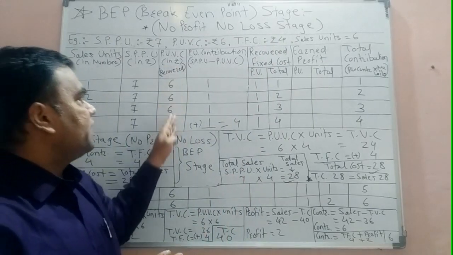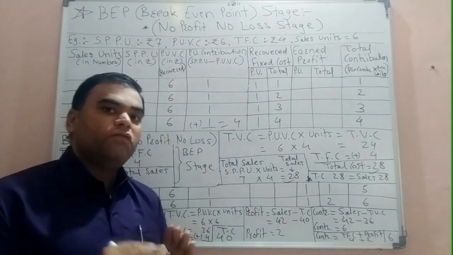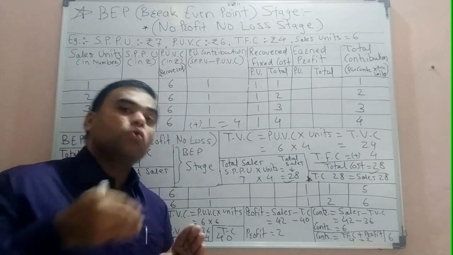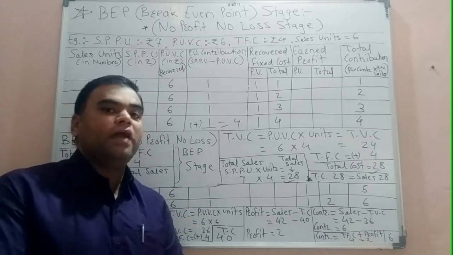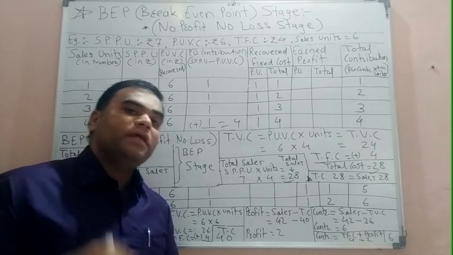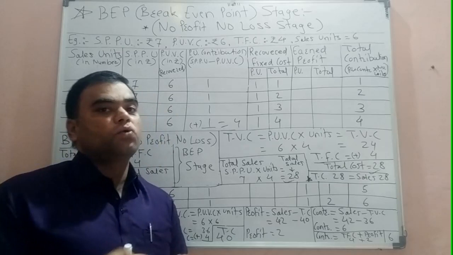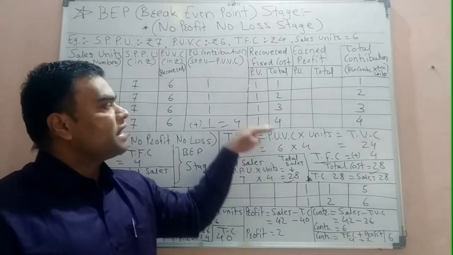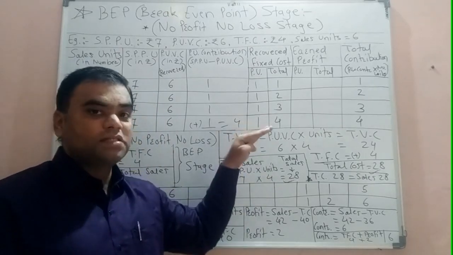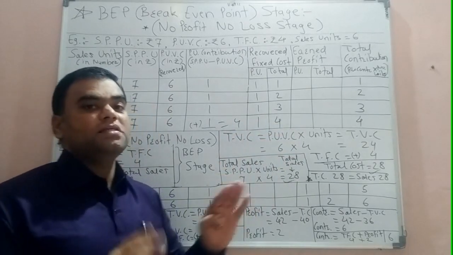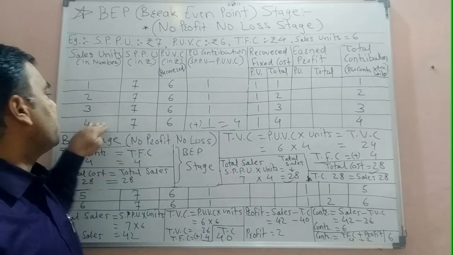Previously we had already recovered variable cost. Now fixed cost is also recovered. Means we have recovered total cost, variable cost also and fixed cost also. When will it happen? When our sales is exactly the same as the total cost amount. Means at that point our total sales and total cost are exactly the same. Means this is the stage of BEP.